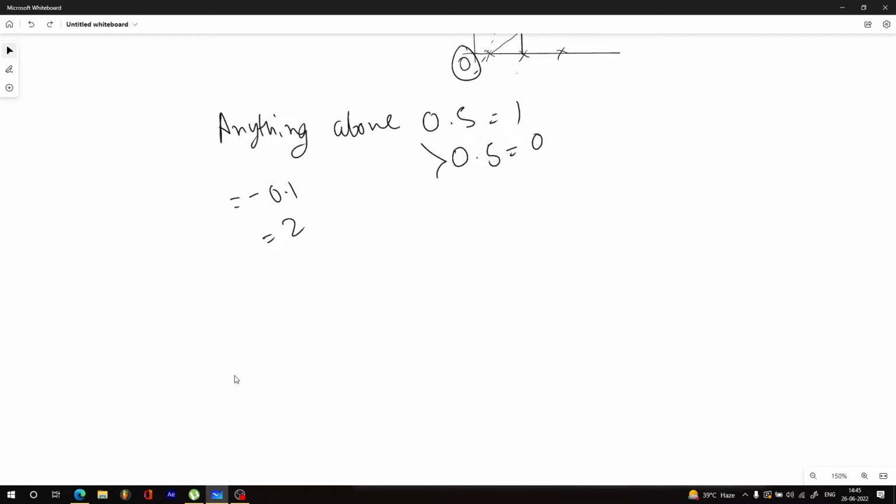Now, how does logistic regression work and how does it actually solve all these problems? How logistic regression works.